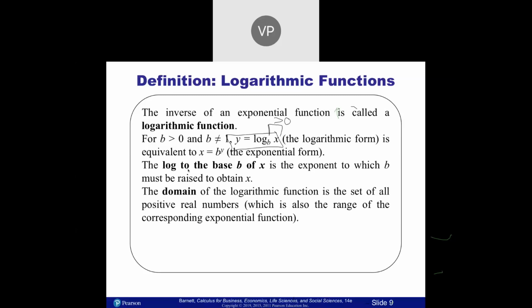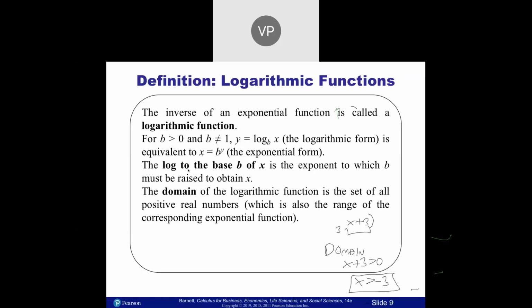Anything inside the log. So later on, you're going to get a problem that may look like this, for example. And if you want to know the domain, you take that inside as it is, and you say that thing's got to be greater than 0. You solve it, and now you have the domain. You can only plug in numbers bigger than -3. But see, you can use a -x as long as it doesn't make the inside be less than 0. That's our big thing that we got to look out for.